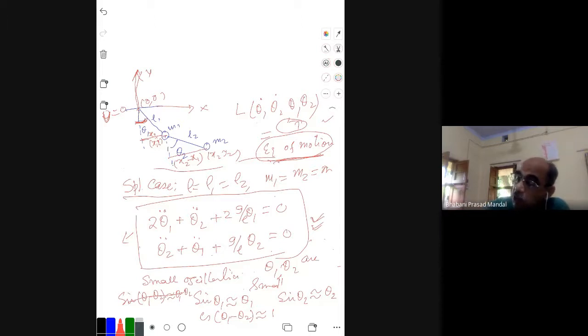Then I am asking you to use the special case that both lengths are the same, make it L, and both masses are the same, make it M, and then you take the small oscillation approximation. So three things you do, and then you will get this equation. I am asking you to come up to this equation and keep it as it is. The solution we will discuss a little later.